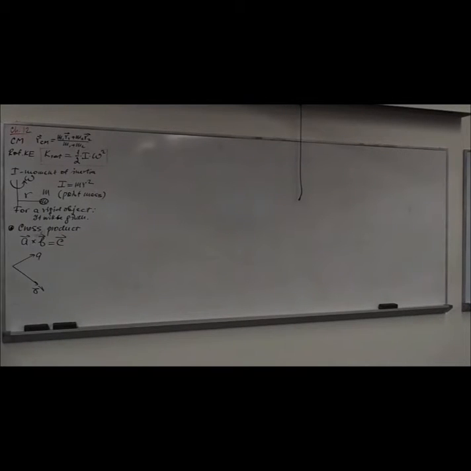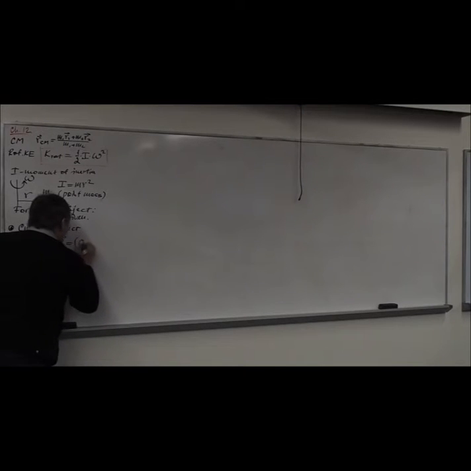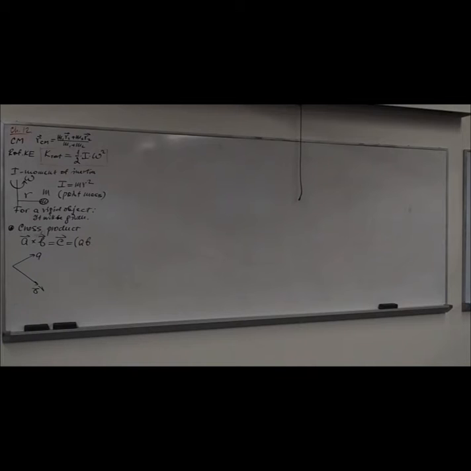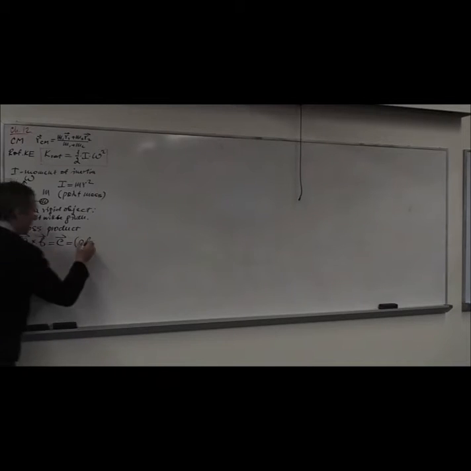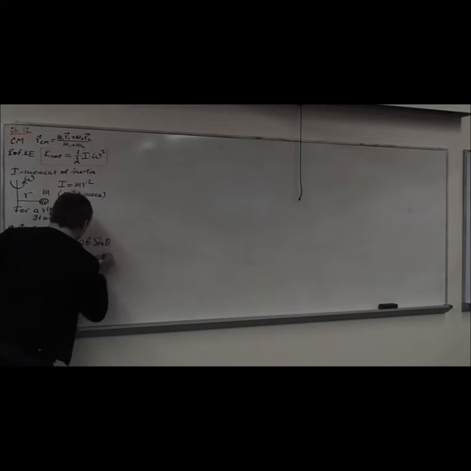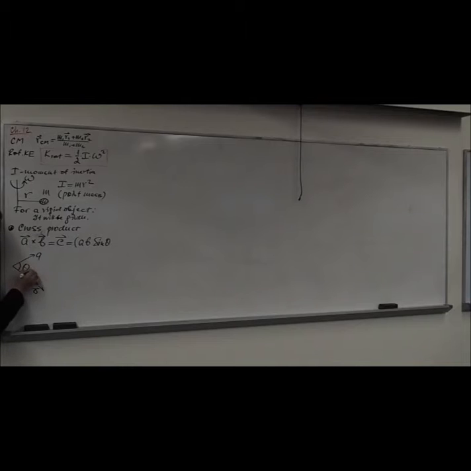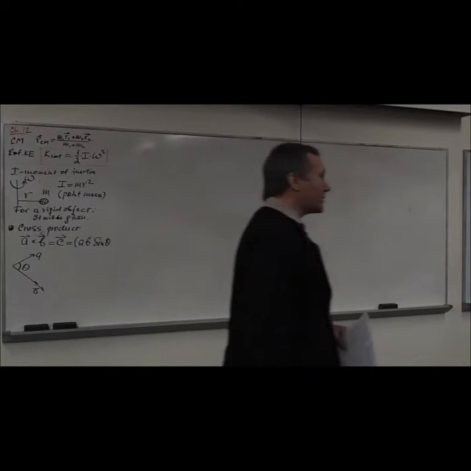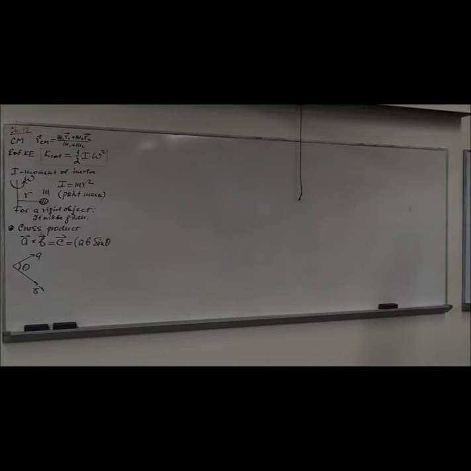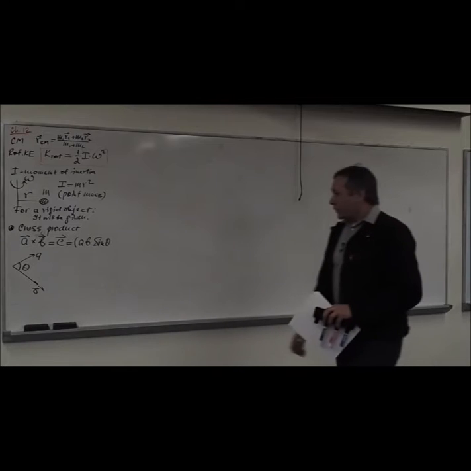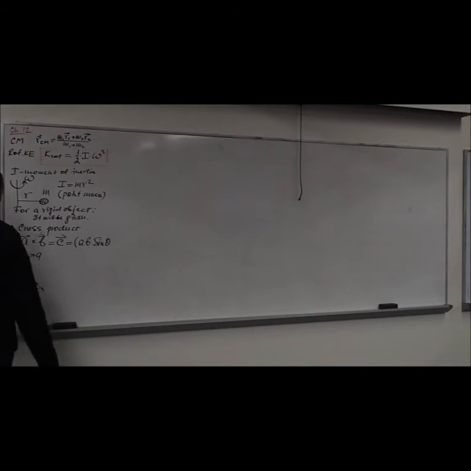So the magnitude of this cross product will be the magnitude of A and the magnitude of B times the sine of the angle between these two vectors. In order to find the angle, you remember the rule: position their tails at the same point, and the angle smaller than 180 degrees between these two vectors is the correct angle for calculation.